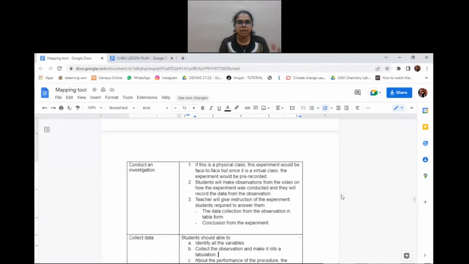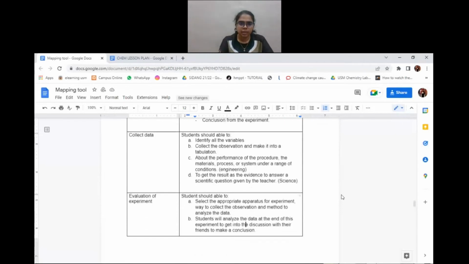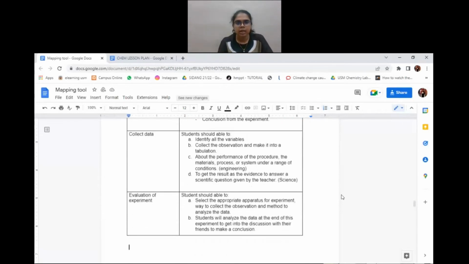And they should be able to conduct an investigation. If it's a physical class, they will do a hands-on activity, and if it's a virtual class, the teacher will record a video and students have to observe the video and record the data, including all the observations. The teacher will give instructions for the experiment, like the data should be observed and collected in a table form, and they should be able to make a calculation for data collection.